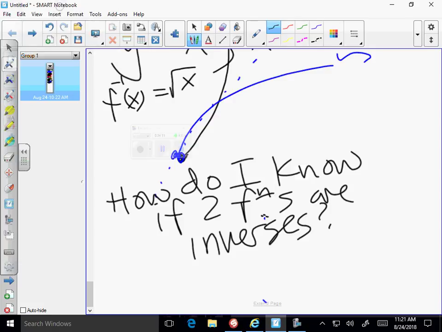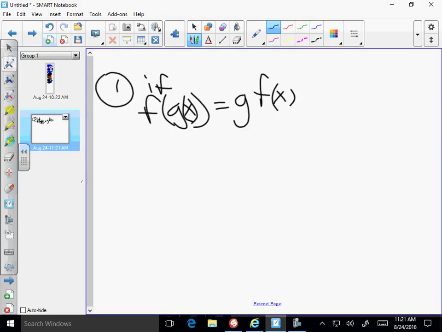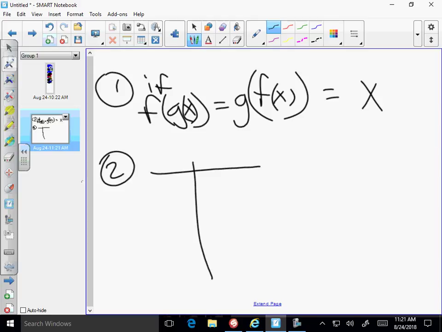So one way for me to know that two functions are inverses is if f of g of x equals g of f of x equals what, Madison? When I do that composition, what am I supposed to get? An x. And Riley says if I don't get an x, I probably made a mistake. Okay. Two. What if someone gives me some tables?